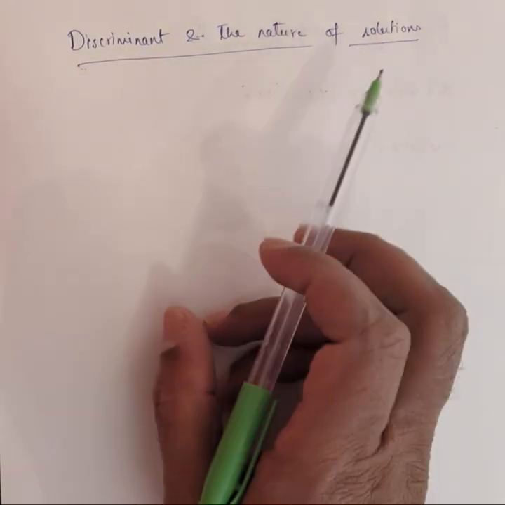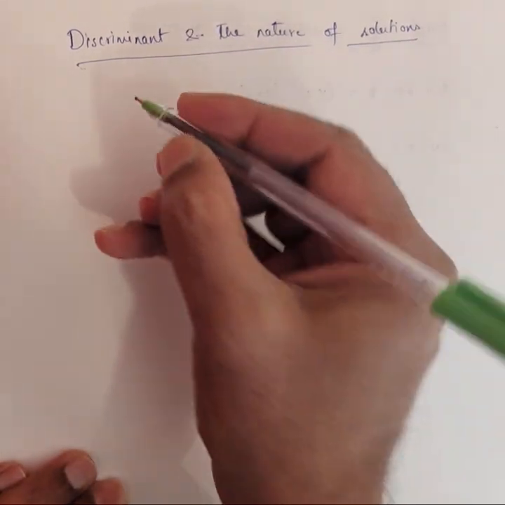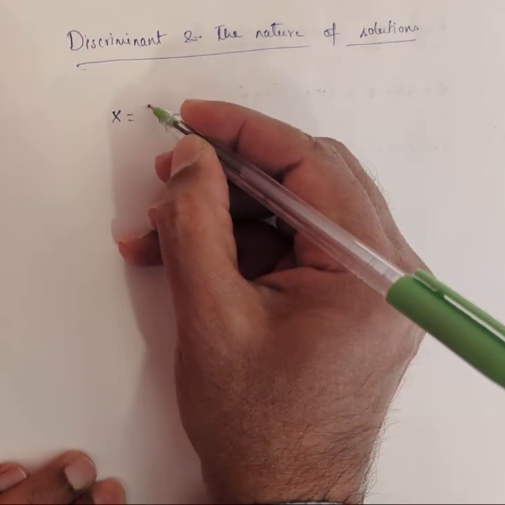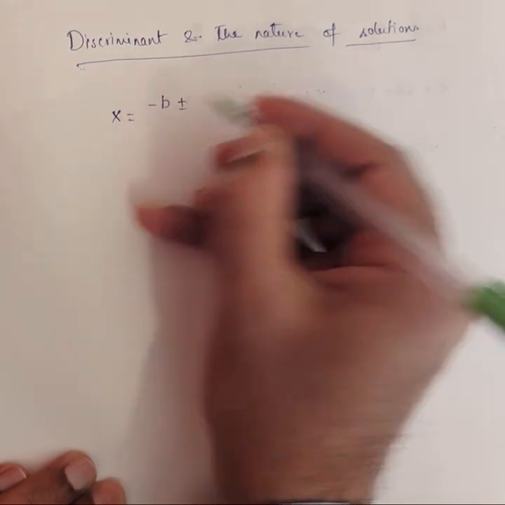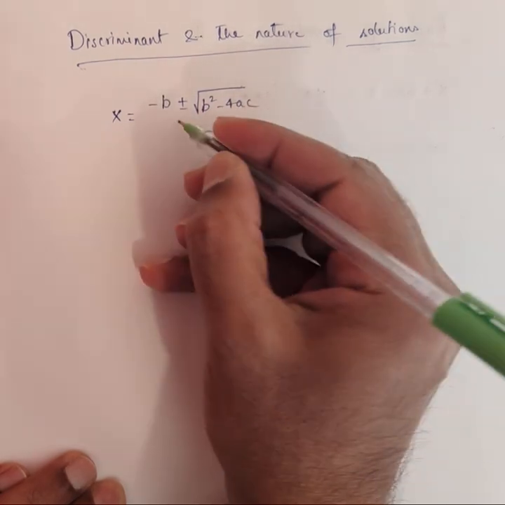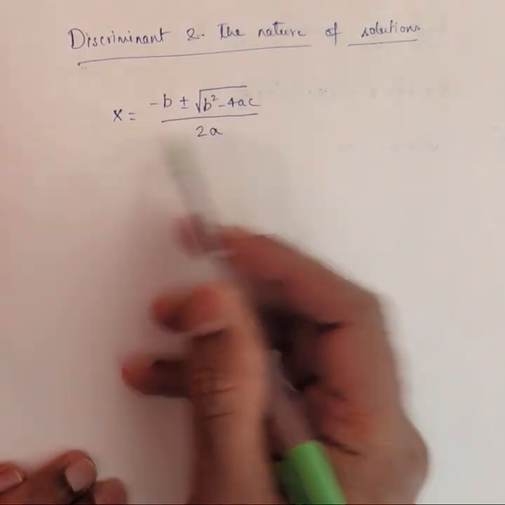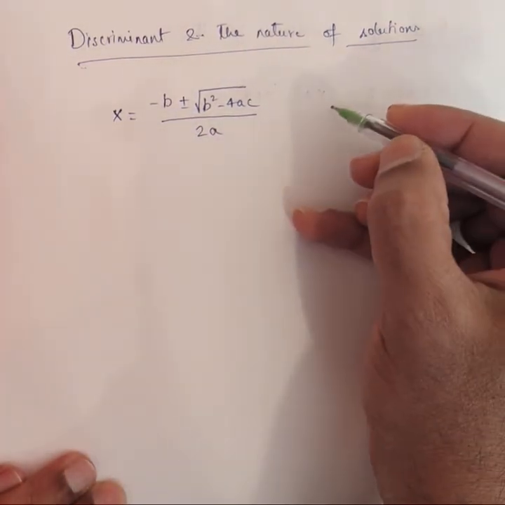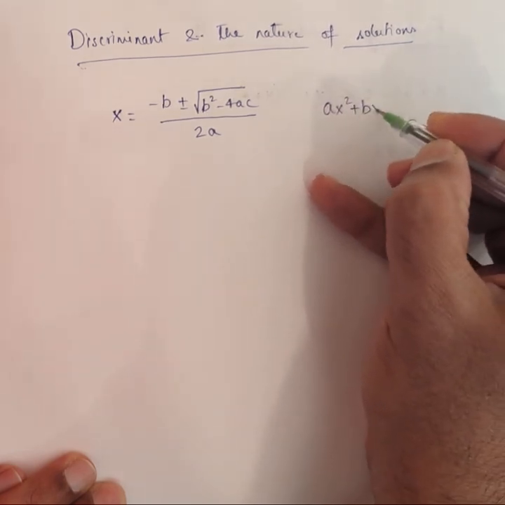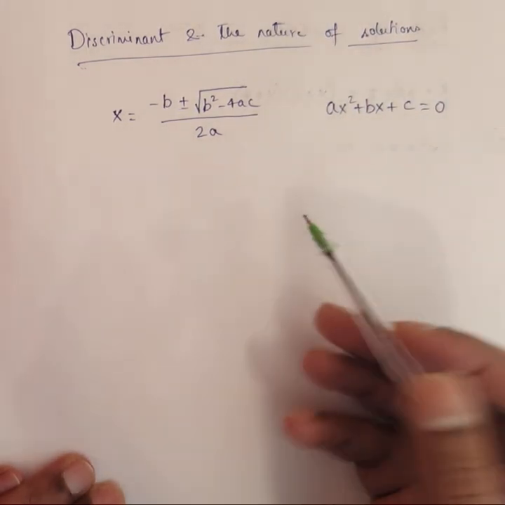Discriminant and the nature of solutions. Let's recall the quadratic formula. x equals negative b plus or minus square root of b squared minus 4ac, divided by 2a. So this formula will give us solutions to any quadratic that is written in the standard form ax squared plus bx plus c equals 0.